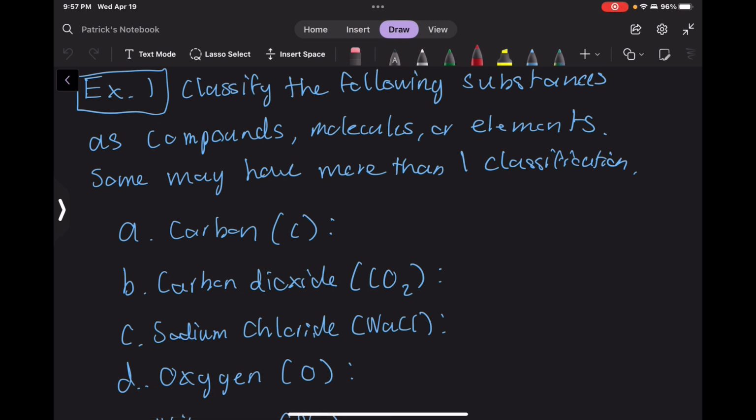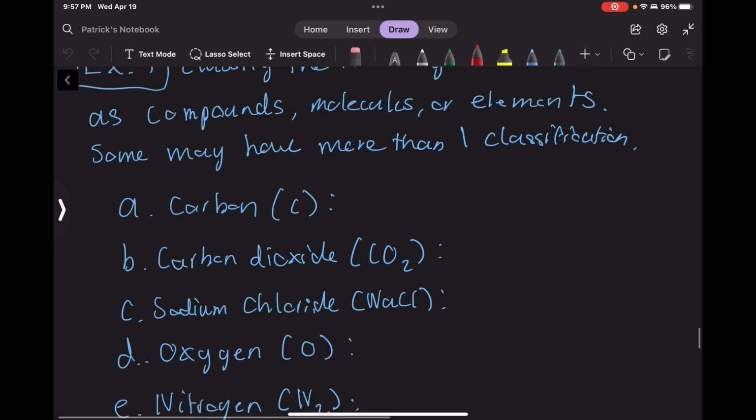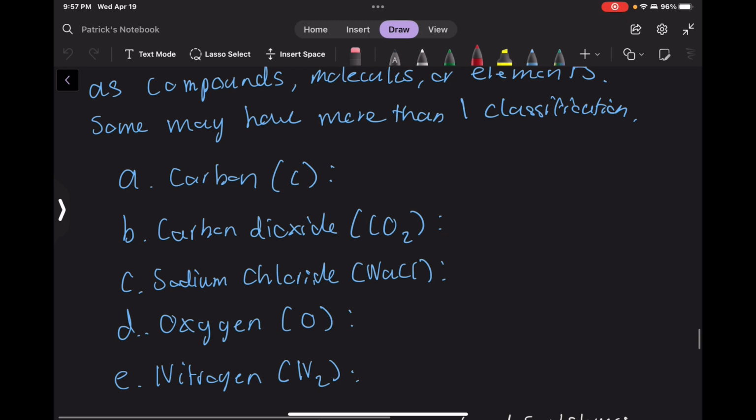As promised, here is our example problem. Example 1. Classify the following substances as compounds, molecules, or elements. Keep in mind that more than one classification may apply to some of these. First, we're looking at carbon, represented by the uppercase letter C. How would we classify this? Please pause the video here if you'd like to take a shot at this one.